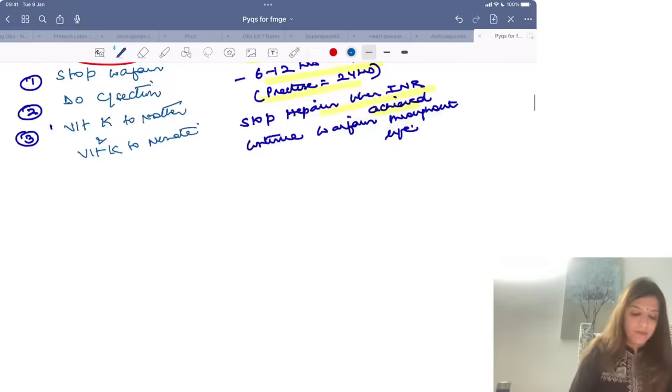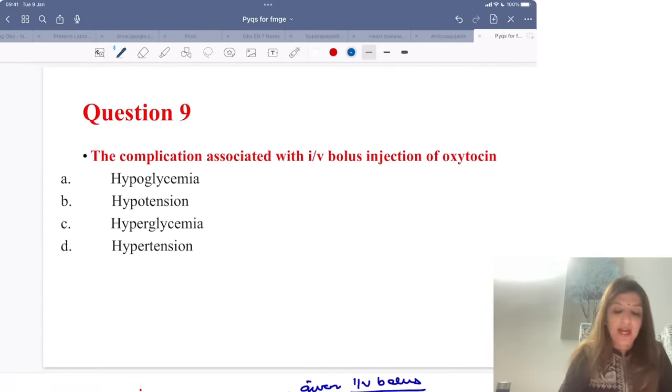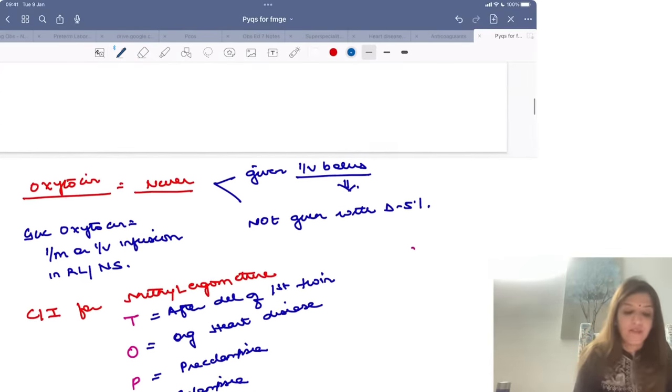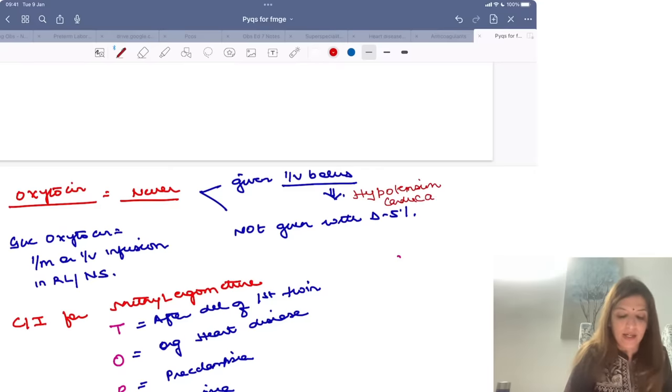Coming to the next question. The complication which is associated with IV bolus injection of oxytocin. Now, please remember, oxytocin, you should never give it IV bolus. Why you should not give it IV bolus? Because it leads to hypotension and ultimately it can lead to cardiac arrest.